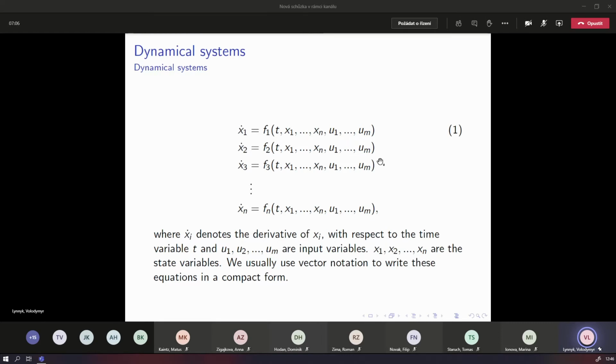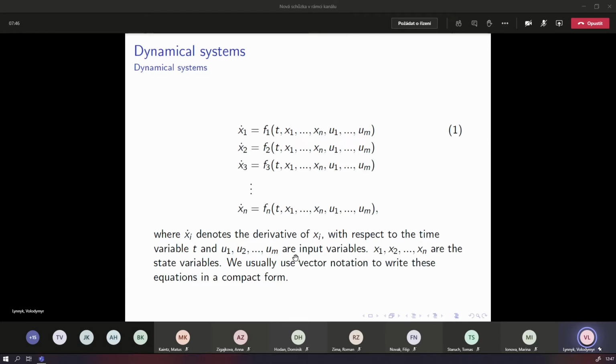Okay. First of all, I want to repeat something about dynamical systems, what you heard in the previous lecture from Professor Tchaikovsky. The dynamical system is written in the next form: x1 dot equals some function f1 of t, x1 to xn and u1 to um, and x2 dot equals f2. This function depends on t, x1 to xn, u1 to um, and so on.